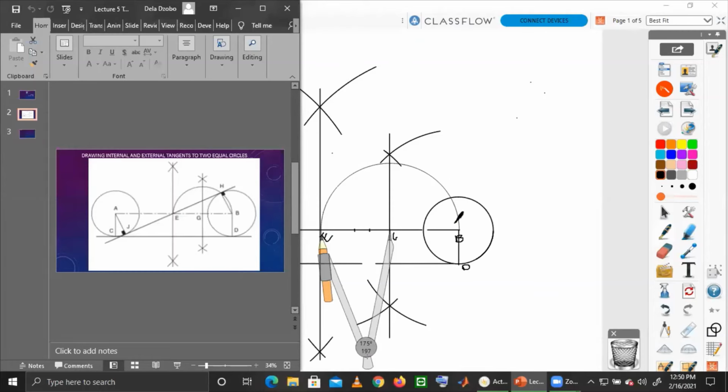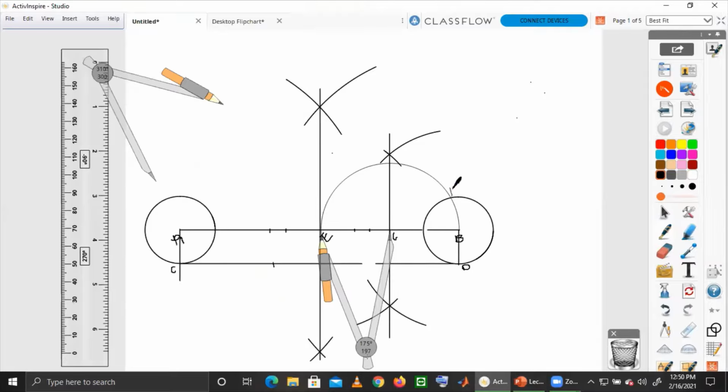Okay, so now that we've drawn our semicircle, we have our point H, which is over here. Now remember, H is the point at which the new semicircle we've drawn cuts the small circle, one of the two circles that we started with. Now the next thing we are going to do is to draw a line from point H to join E.